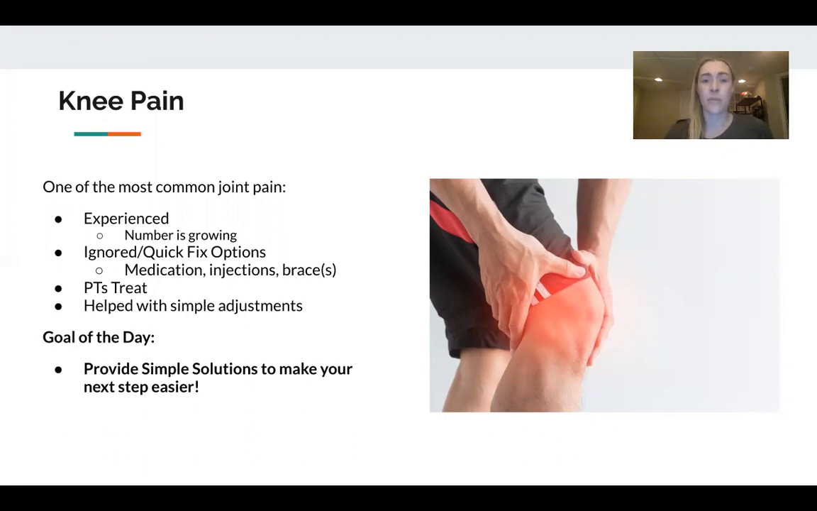People with knee pain do really well with physical therapy, but sometimes they don't know that that's an option, or what simple things they can do in their day-to-day that can help reduce their knee pain. And that's my goal today, to let everybody know what are some simple solutions that can eliminate your knee pain and literally make your next step easier.